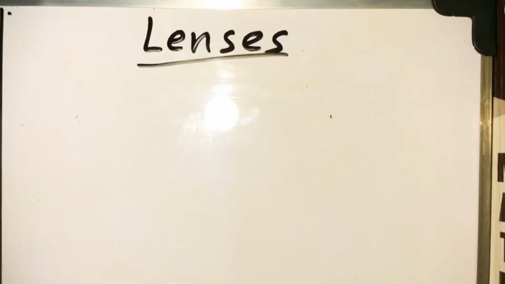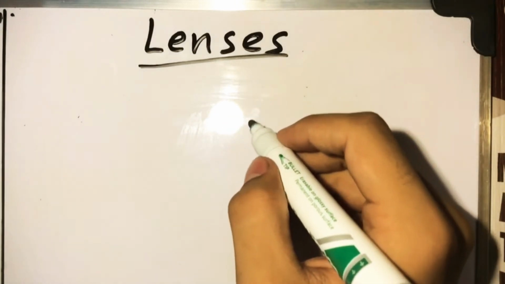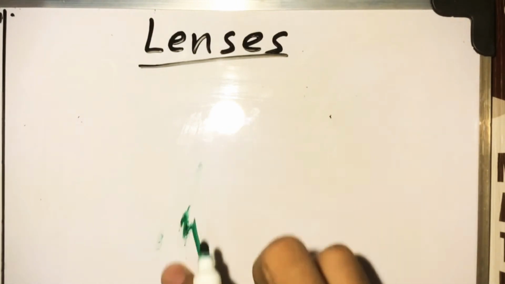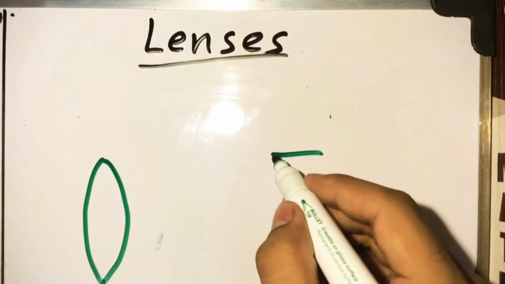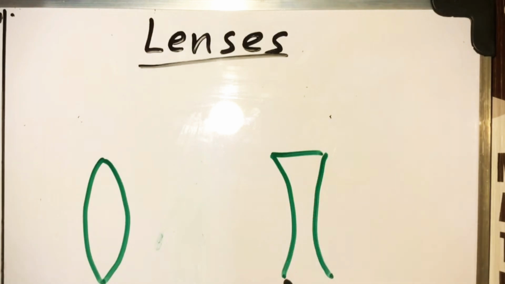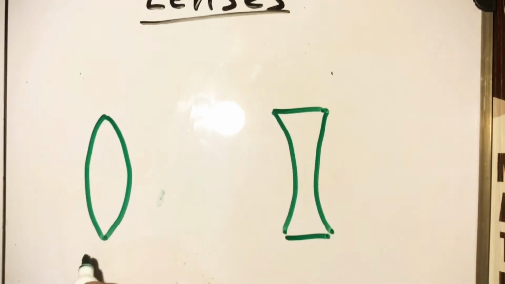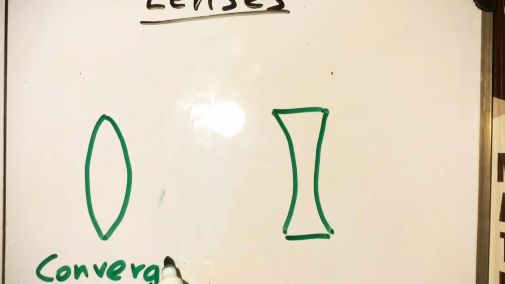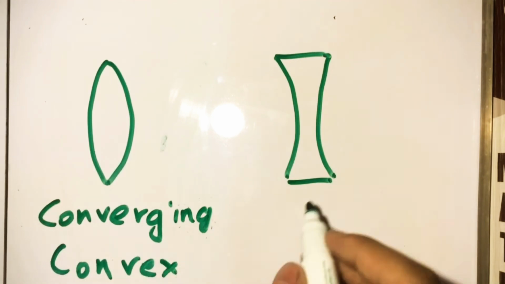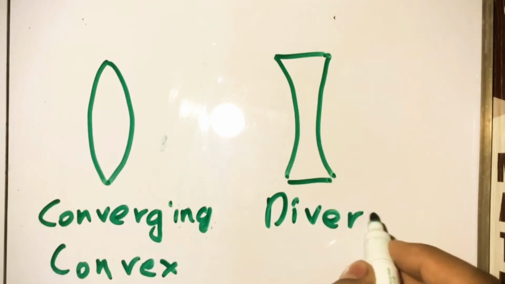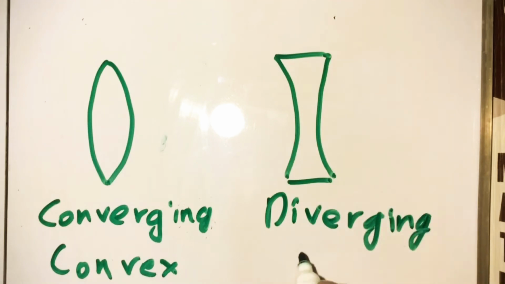Now we're starting lenses. There are mainly two types of lenses. These are converging lenses or convex. These are called diverging lenses or concave.